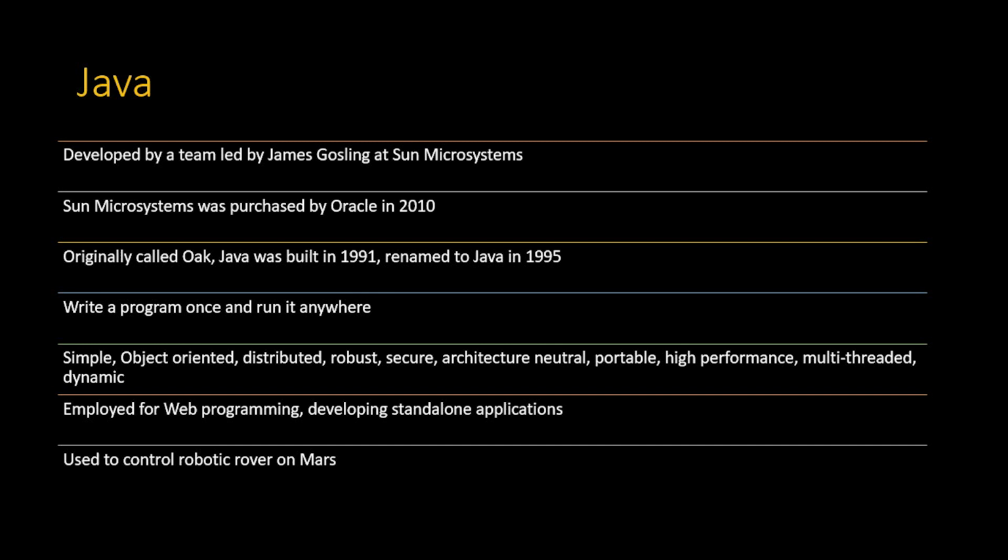Java is a full-featured, general-purpose programming language that can be used to develop robust mission-critical applications. Today, it is employed not only for web programming but also for developing standalone applications across platforms on servers, desktop computers, and mobile devices. It was used to develop the code to communicate with and control the robotic rover on Mars.